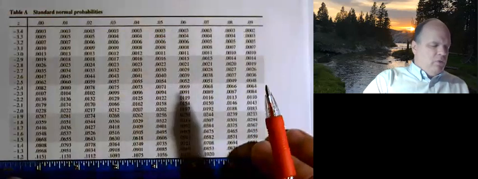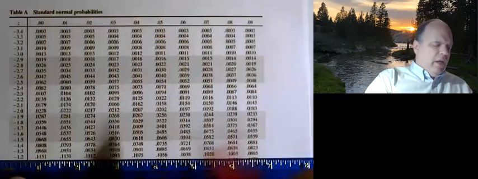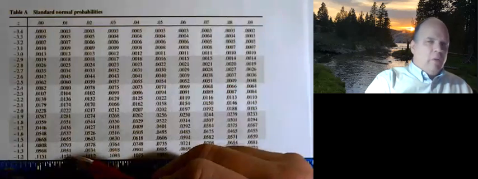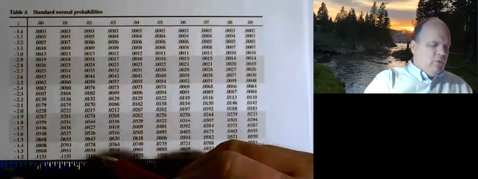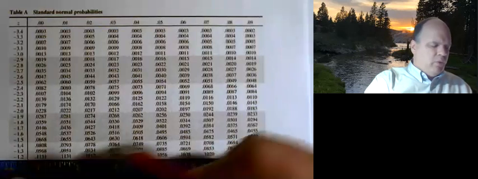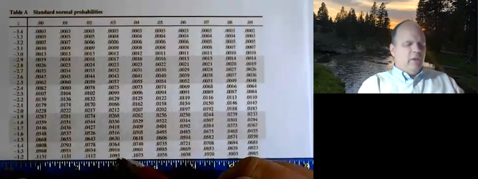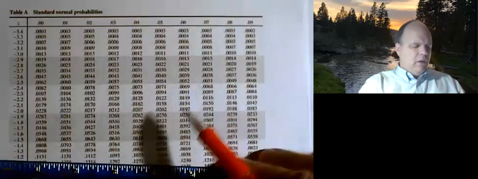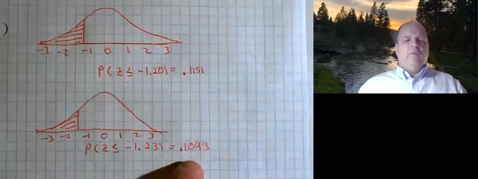negative 1.2, and I have 0, column 1, 2, 3. This is 1.20, 1.21, 1.22, 1.23, and there it is, 0.1093, and that's what we have.